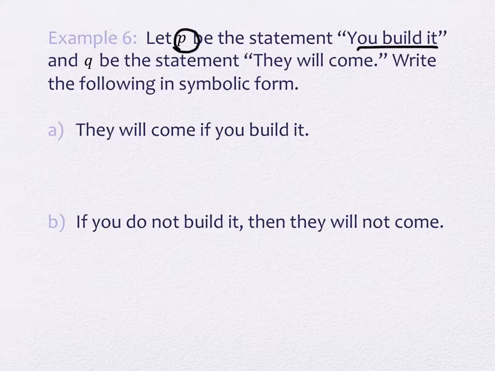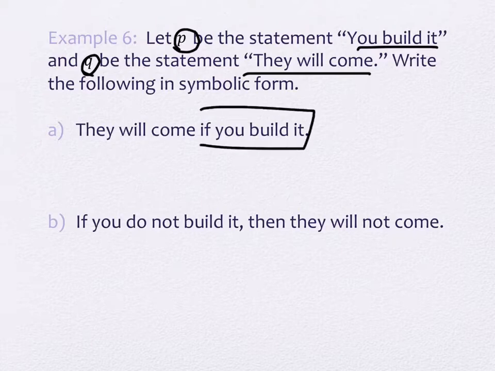All right, so these are what we have for our individual statements. P is you build it, and Q is they will come. And we're going to write the statements out that they give us in verbal form, and we're going to write them in symbolic form. So here's the catch. The first thing you need to figure out is where the if is. So where is if in this statement? If you build it, right? This is the if part. So even if it occurs at the end of the statement, that's where you have to start when you're writing out your symbols. If what?